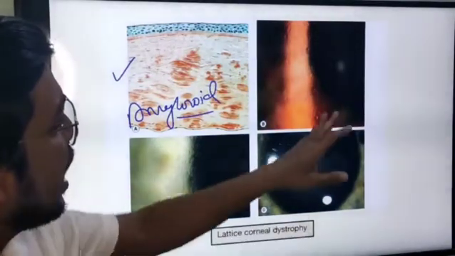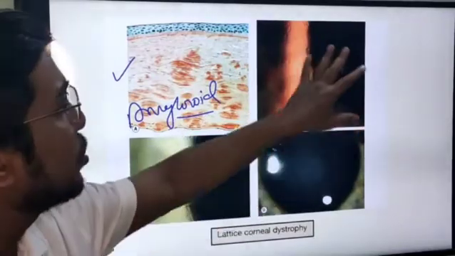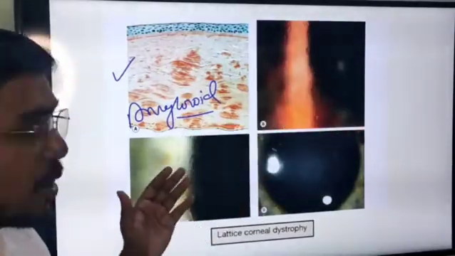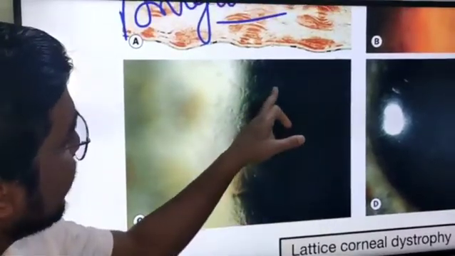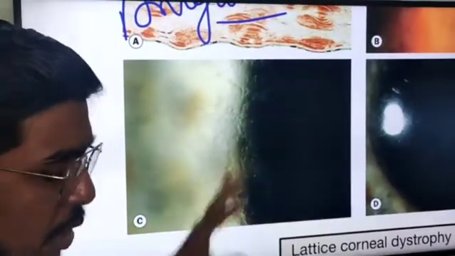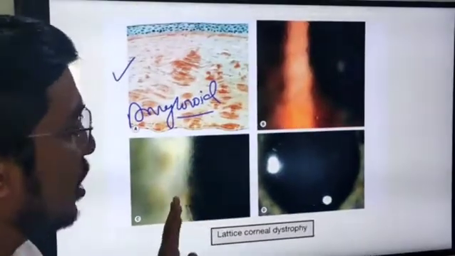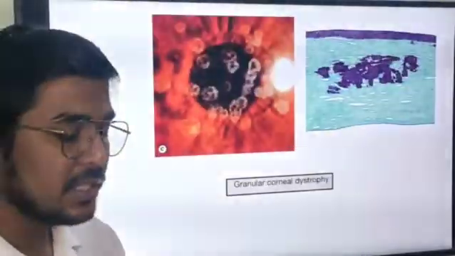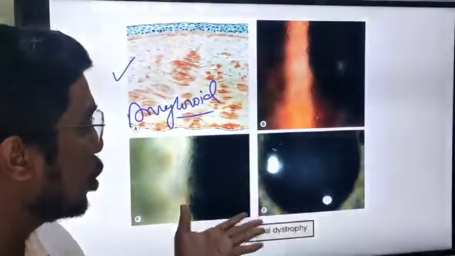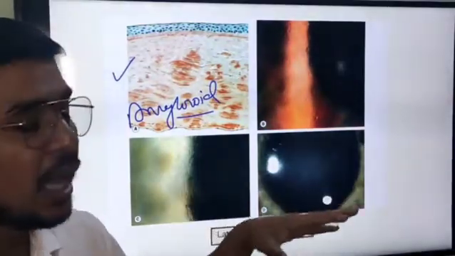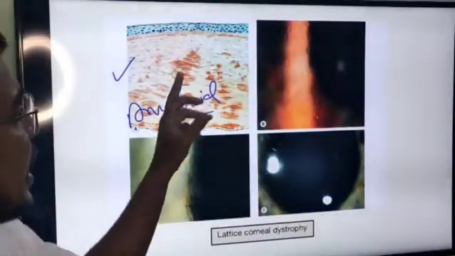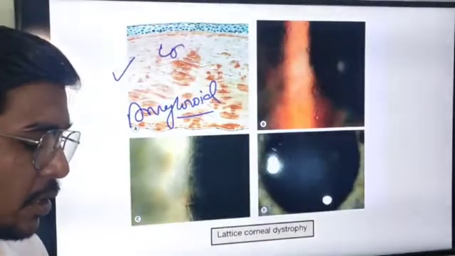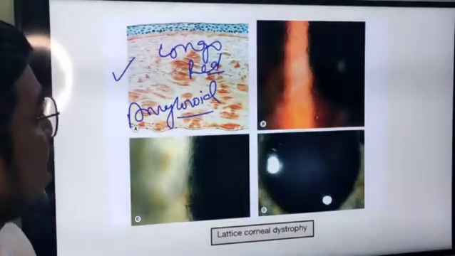Here you may not be able to see the lattices, but on slit lamp or retroillumination you will see the refractile lines. See here. Let me extend this. You can see these refractile lines, and this will tell you this is lattice corneal dystrophy, right? Obviously I have told you that it is an autosomal dominant condition with refractile lines, and the limbus is usually not involved but can be involved, and it is amyloidosis, so it is Congo red staining.